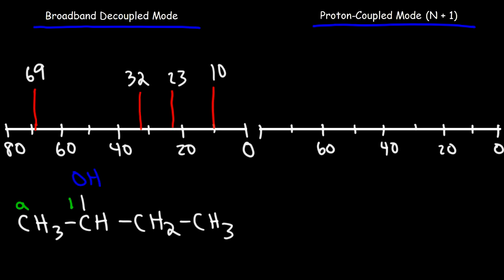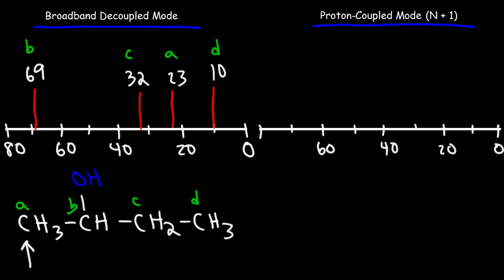Let's call this carbon A, B, C, and D. Carbon B is the signal at 69. Carbon A is the signal at 23. And carbon C is the signal at 32. D is 10. Now, what type of splitting pattern are we going to see for carbon B? In H-NMR, we would look at the adjacent hydrogens. But for proton-coupled C-13 NMR, we're not going to look at the adjacent hydrogens. To analyze carbon B, we're going to use the hydrogen atoms that are directly attached to this particular carbon.